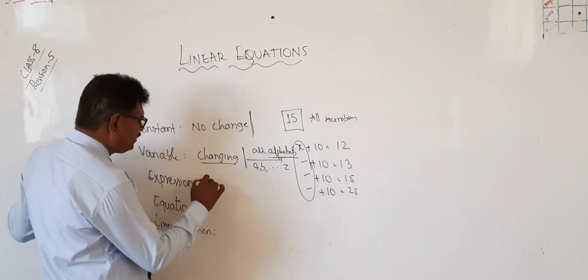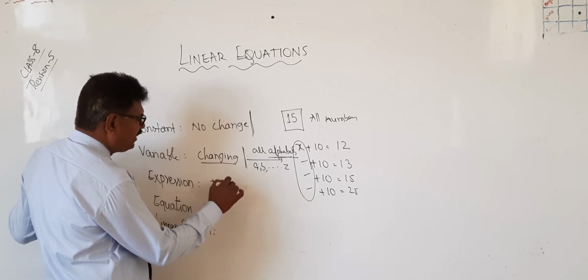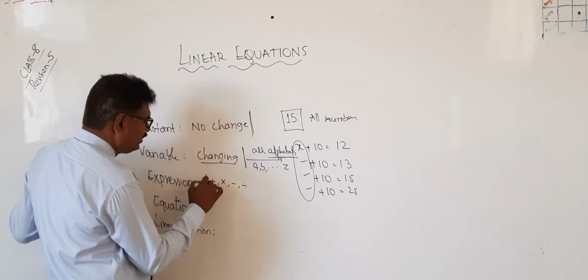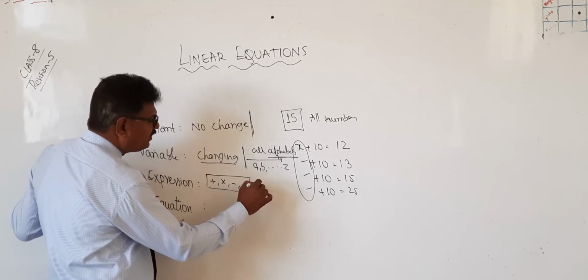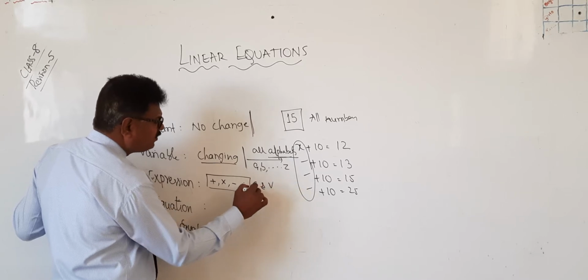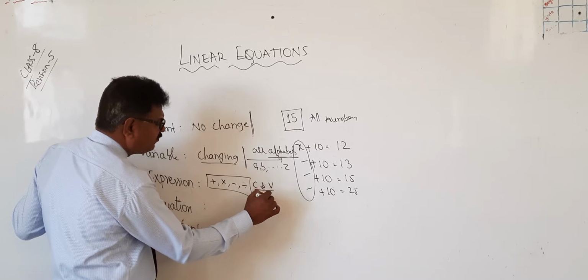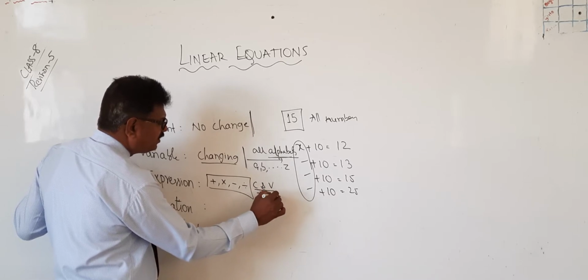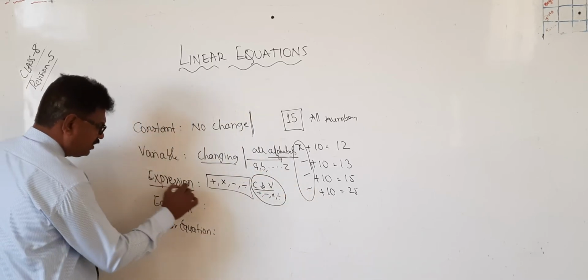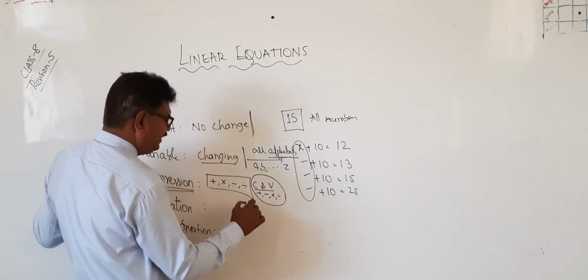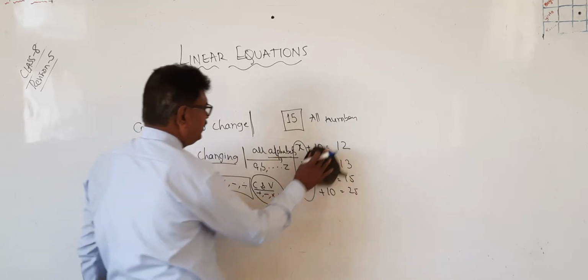Here all numbers, and here expression. We know some fundamental operations in mathematics: addition, multiplication, subtraction and division. The combination of both constants as well as variables with fundamental operations will form an expression. How? You can form like this.